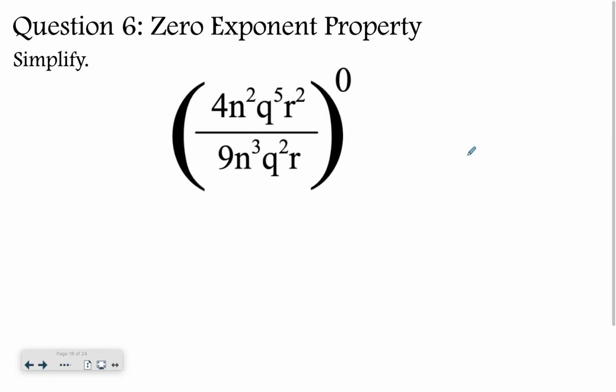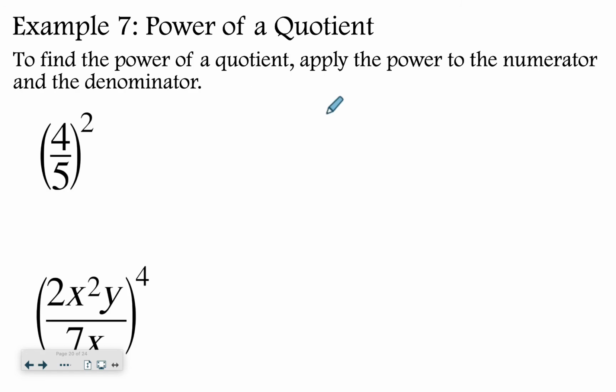Why don't you go ahead and try this problem on your own? Good luck. All right, hopefully you said, well, that's easy. It's 1 because everything's raised to the 0 power, and you would be correct. So hopefully you didn't even bother trying to simplify the stuff inside the parentheses because it doesn't matter. It's just 1.